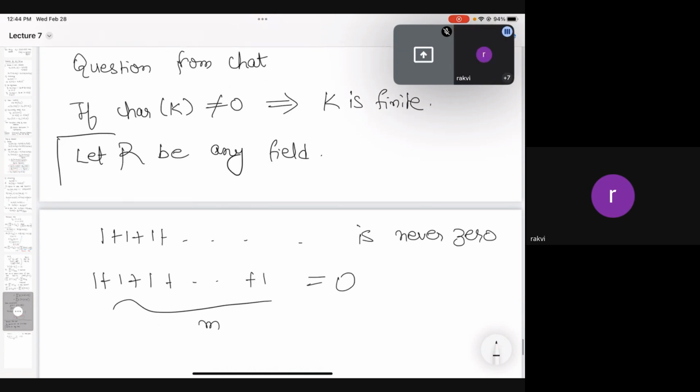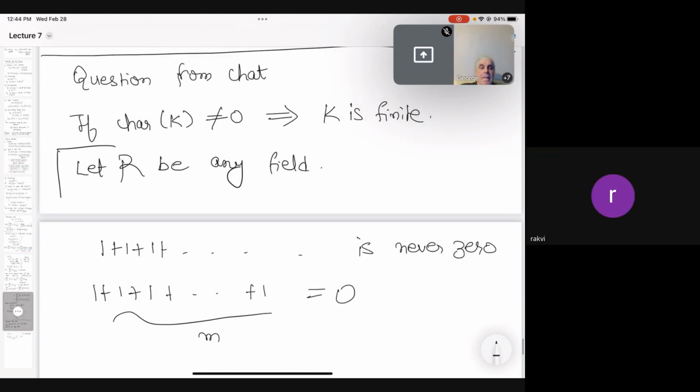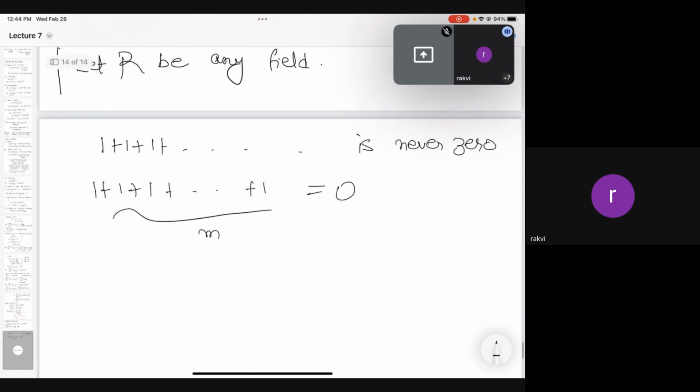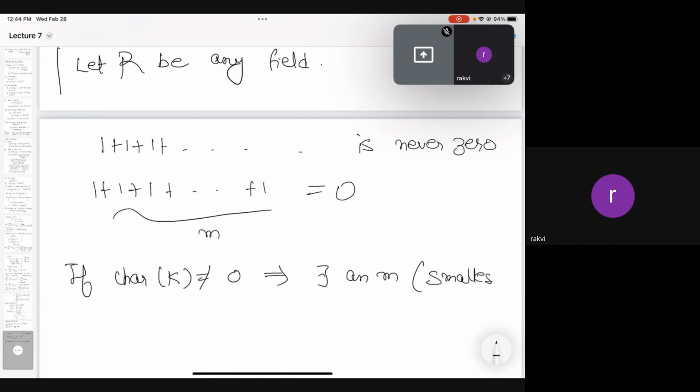Whenever we are in the first situation, we say the characteristic is zero. And whenever we are in the second situation, we say m is the characteristic, whatever the smallest m is for which this holds. Now if the characteristic is non-zero, that means there exists a smallest m such that m times 1 is equal to 0.